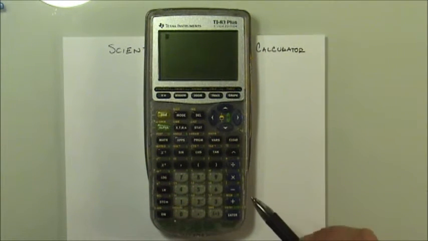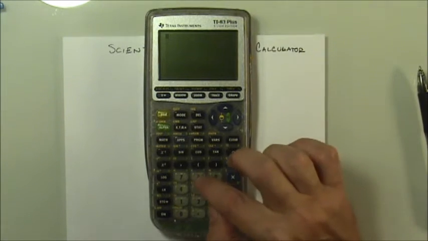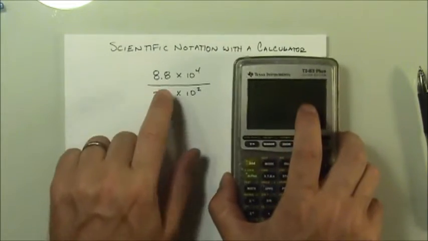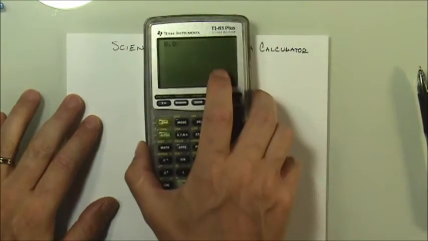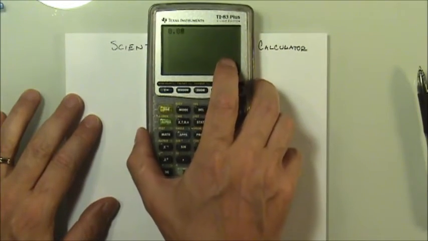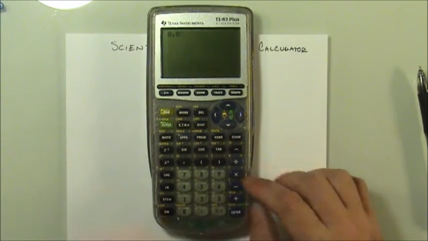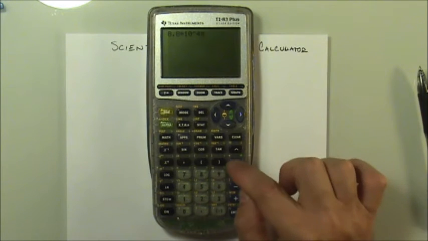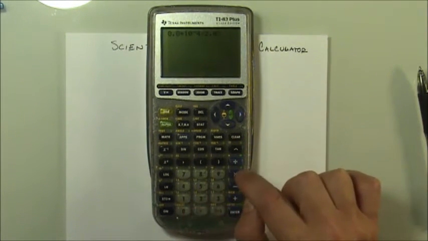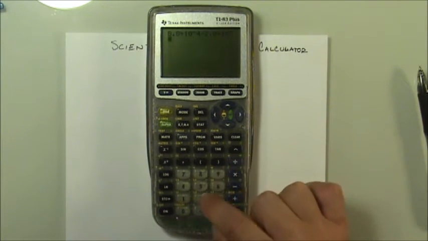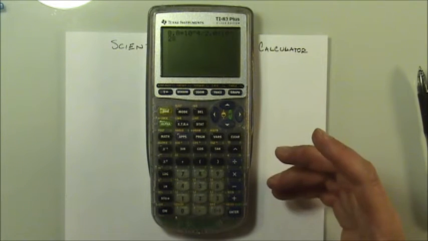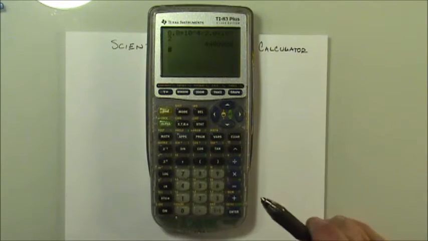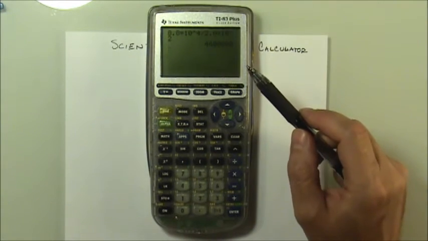And typically what I see most students do is something like this. So they type in the 8.8 and then they want the calculator to look like the way that the calculation looks on the paper. So what they will typically do is they'll say times 10 caret to the fourth divided by 2.0 times 10 caret to the second. I'm sure many of you have done it in this manner. And when I hit the enter button, it gives me an answer, except that is not the correct answer.